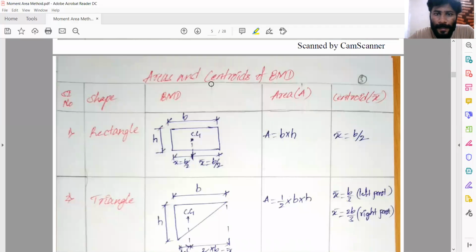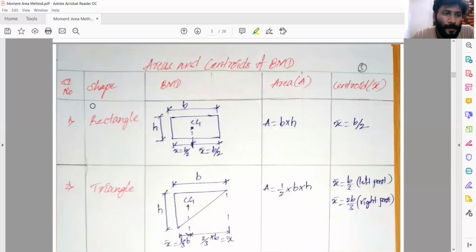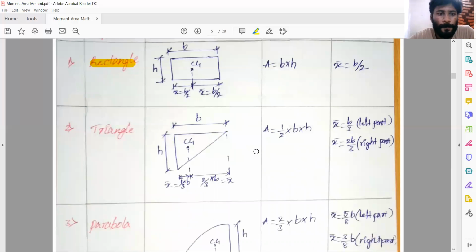So a few areas and centroids are necessary to solve the problems. So we'll see the different shapes first. The first one is the rectangular shape. For a rectangle, we all know that the area is equal to the breadth B into the height h. The centroid is at B by 2 on this side and B by 2 on this side. Next, a triangle: the area is equal to half into base into height. From here to here is 1/3 of the base, and from here to here is 2/3 of the base.